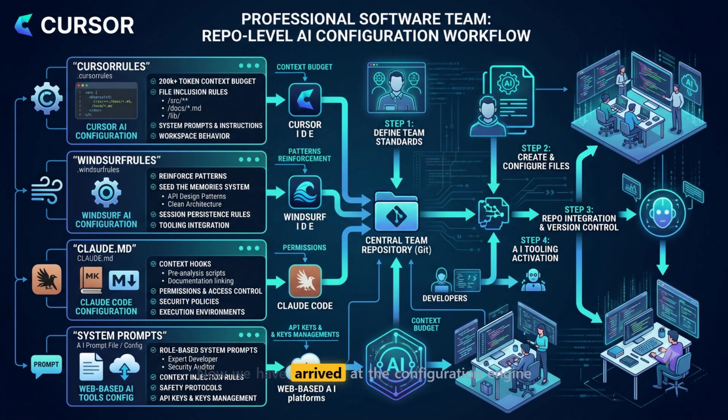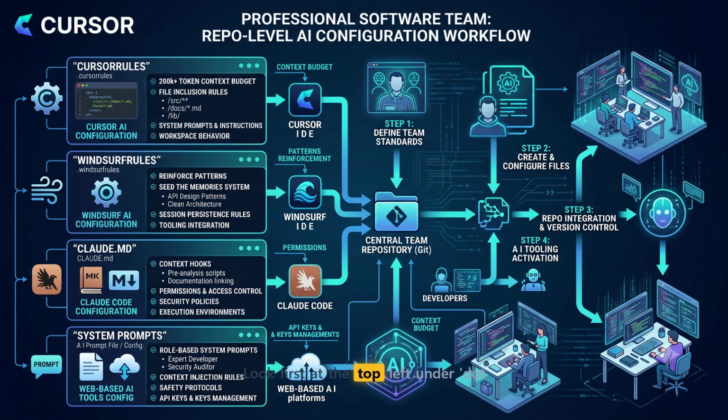Now, we have arrived at the configuration engine itself. Follow the 4 files along the top of the workflow. This is how we take back control. These 4 configuration files are the blueprint our team maintains in the repository, defining exactly how every AI tool must operate.